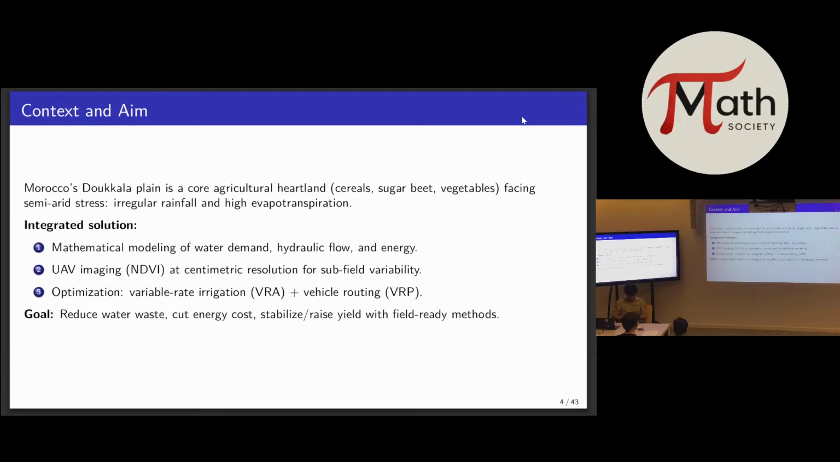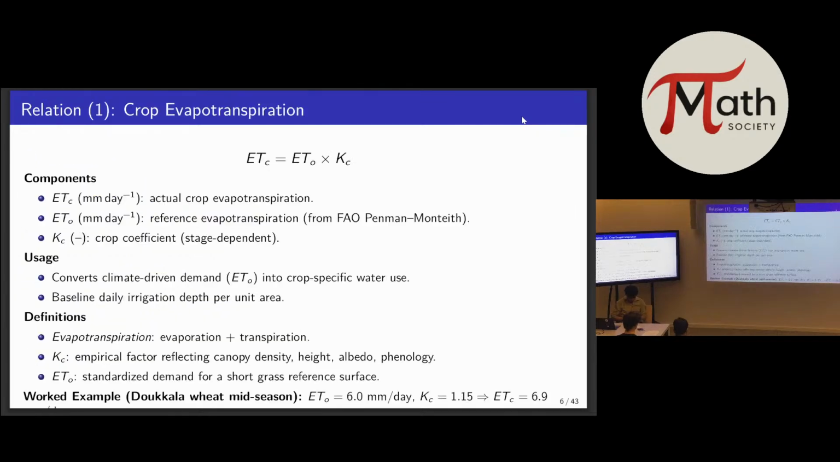So here the integrated solution: we have the mathematical model of water demand, hydraulic flow and energy, and UAV imaging, and centimetric resolution of subfield variability, and optimizing the variable rate irrigation and vehicle routing. Okay, so as I said, drones are not specifically made for this task, so we have to implement them with plenty of new relations. I will be dividing my work into two types of relations, the agronomic relations and the technological relations.